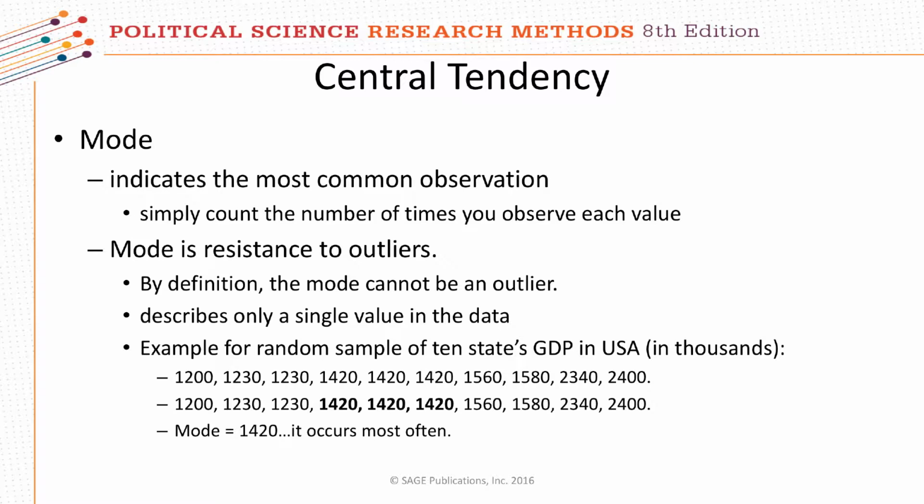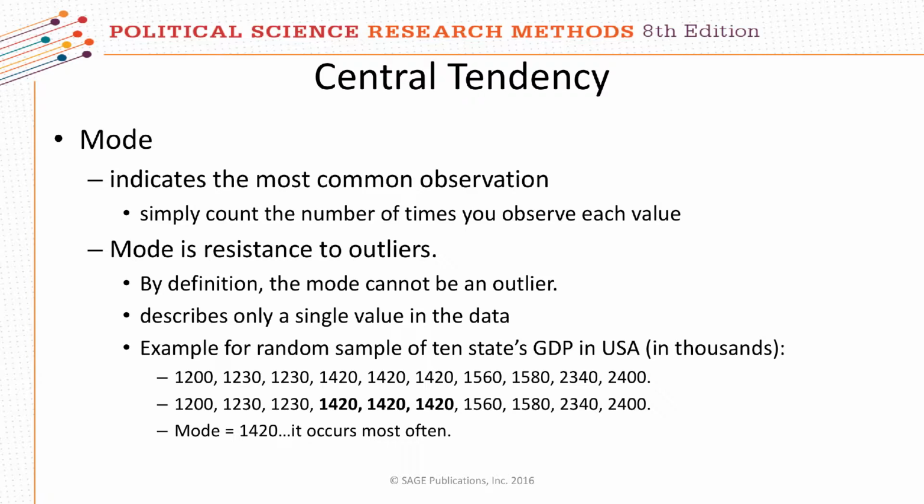The most common observation. So I'm not going to go forward here. I mean, this is just what it is. So you might say, well, the modal category, the modal observation is 1420. So if your randomly selected state has a state GDP of 2,400 in thousands, then all of a sudden you might say, oh wow, this state's way outside the modal category. So that's important. But again, it's just one observation.